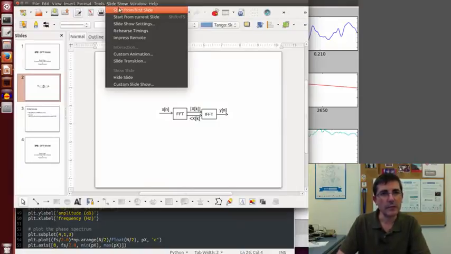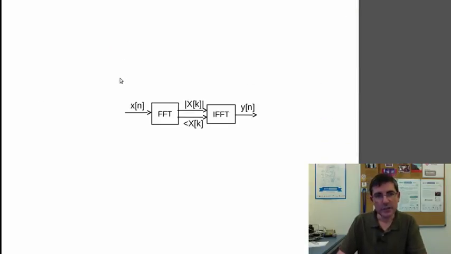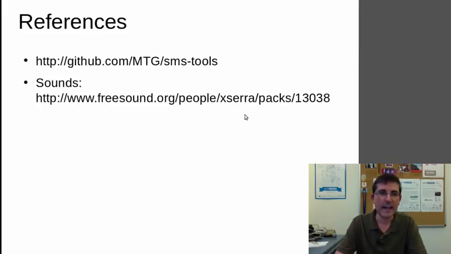So let's go back. We have shown the analysis and synthesis of a sound and the code that implements that in different versions, and all of this is available in the GitHub directory that you have found here in the SMS tools that you download. There is quite a bit of information there and it is well explained, and of course the sounds that we are using come from Freesound, but they are also within the SMS tools directory, so it's easier to have access to them.